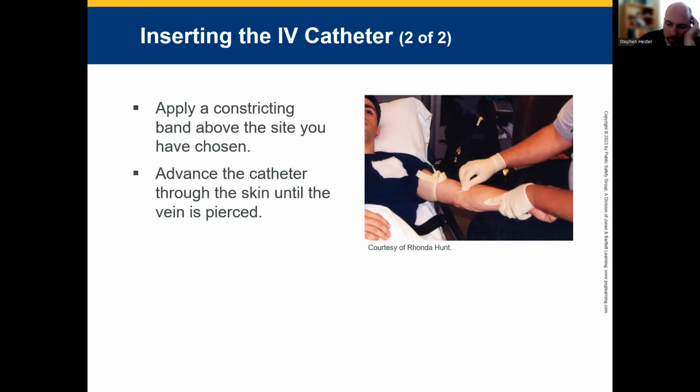Okay, you want to prep the site, and then apply a gentle downward and lateral traction on the vein with your free hand and then insert it at a 45-degree angle according to the book. Okay. Once you've pierced it, angle it down to a 15 degree angle and advance the catheter.